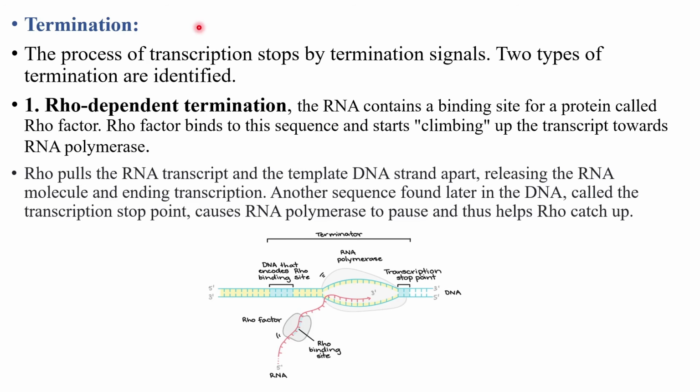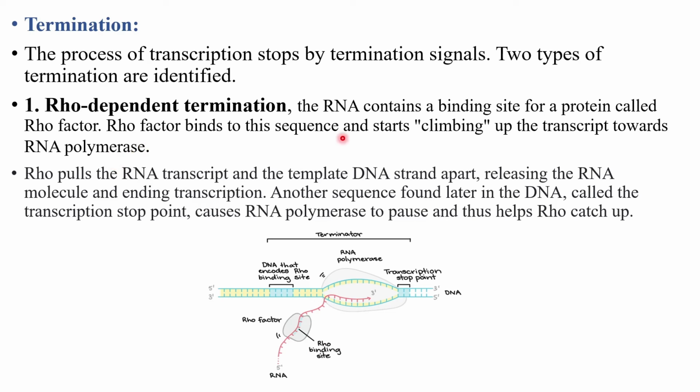Now termination. The process of transcription stops by termination signals. Two types of termination are identified: rho dependent termination and rho independent termination. First one is rho dependent termination. The RNA contains a binding site for a protein called rho factor. This is the rho factor and this is the binding site on the RNA.